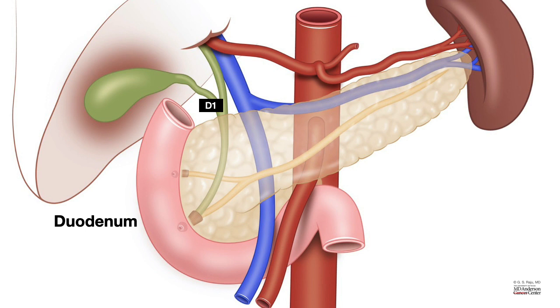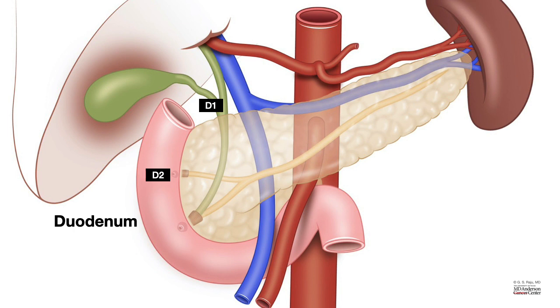The portal vein and the confluence could also be seen when you do an ultrasound, because it's closely related to D1. The pancreas is also related to D1. When you look at D2, there are a couple of important structures. On the medial side, the pancreas is closely related to D2.